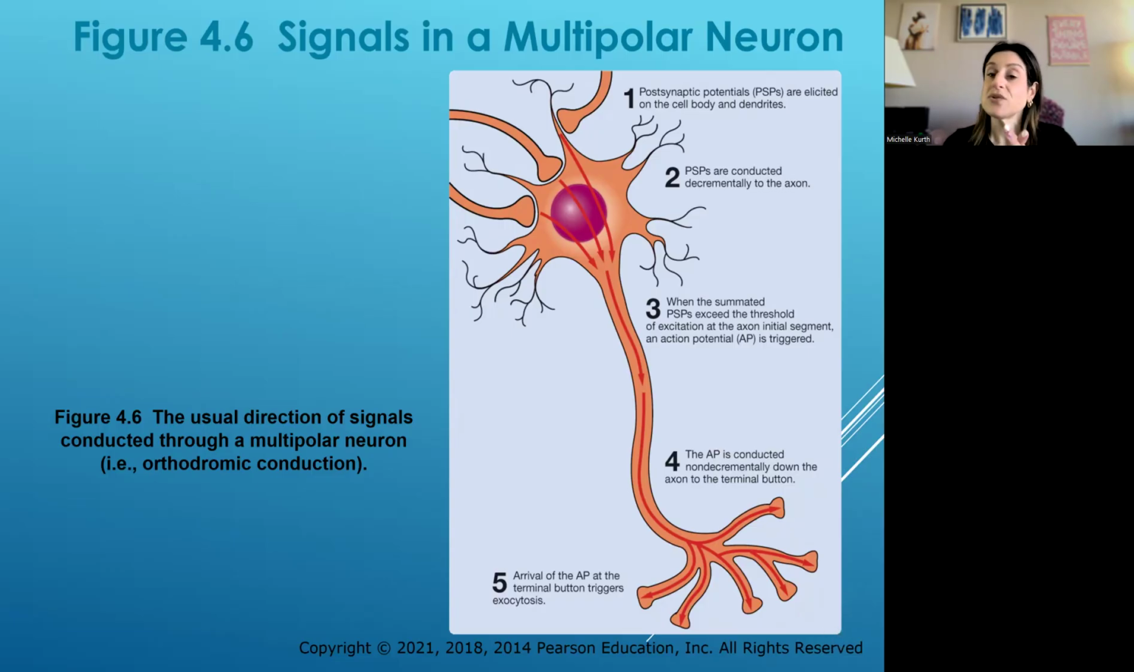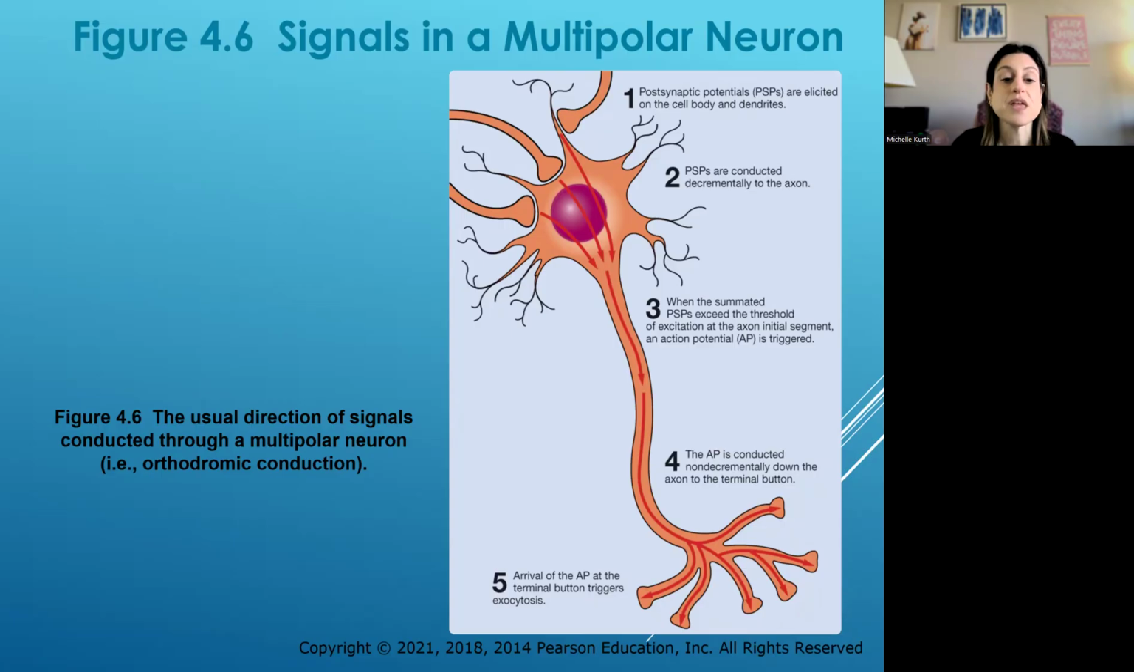So signals start as small graded potentials at the dendrites. They get summed up at the axon hillock, which is the decision point. If it is strong enough at that point, it's converted into a full action potential that travels down the axon to pass the message along.